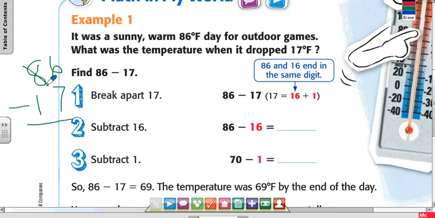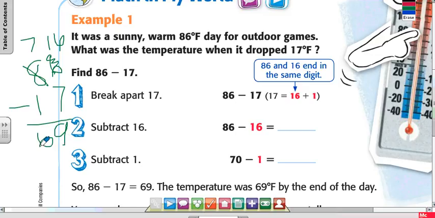Borrow from the 6 minus 7, I can't do that. Borrow from the 8, that makes it a 7. But when the borrow goes next door, instead of 6, I get 16. 16 minus 7 is 9. And then 7 minus 1 is 6. That's one way to do it.